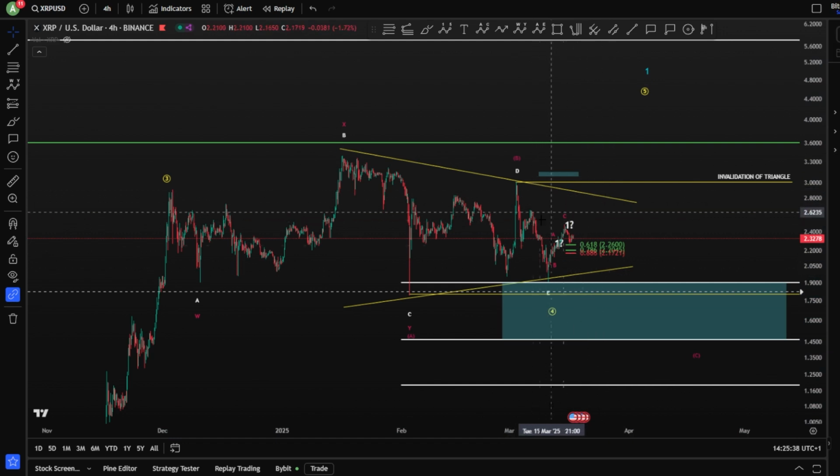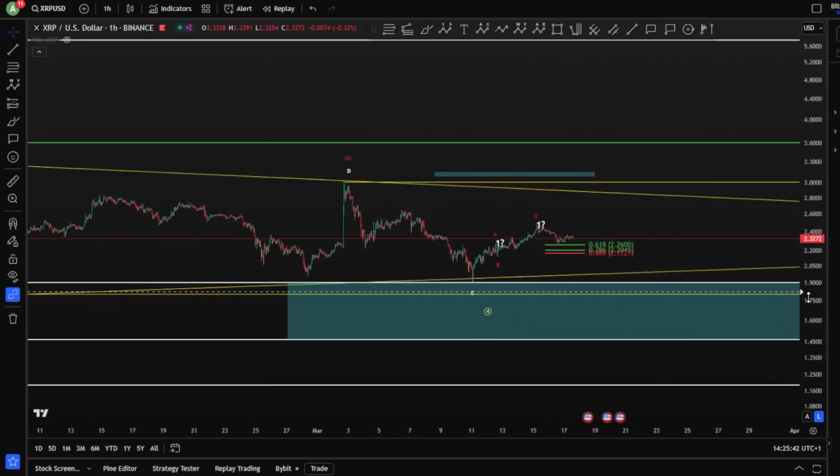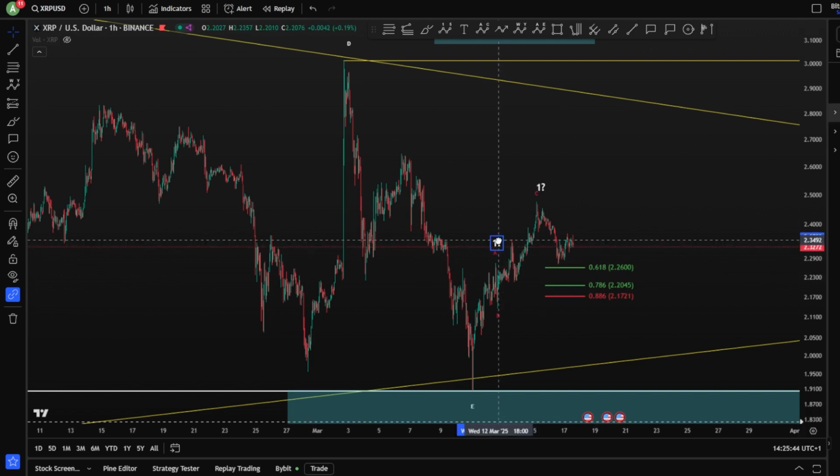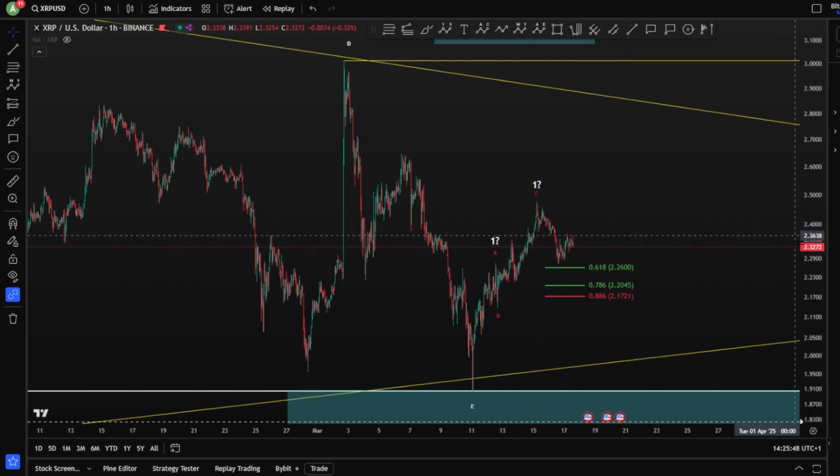Now let's dive deeper inside this small wave here to see, of course, or analyze what we have. Do we have double 1, 2, or do we have an ABC here?